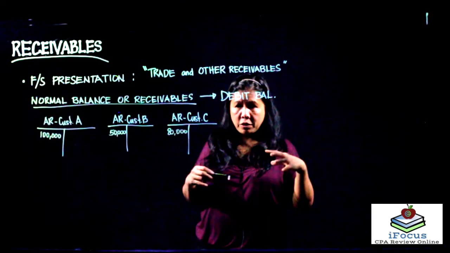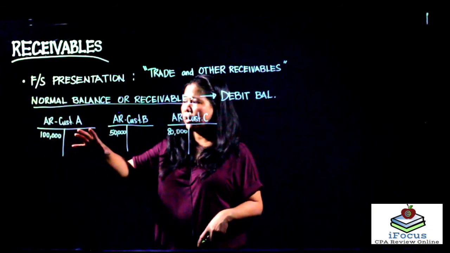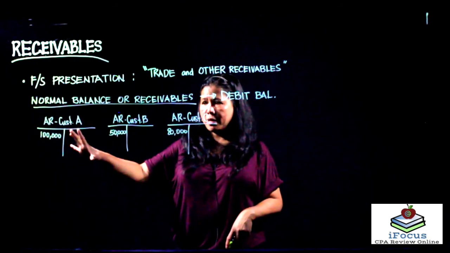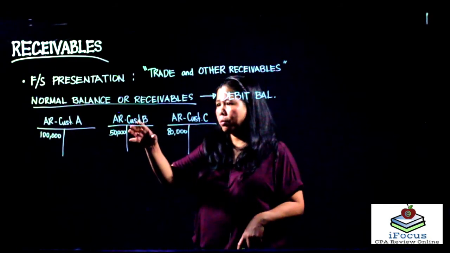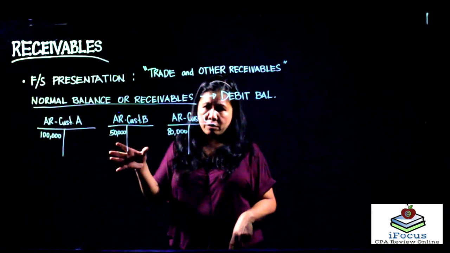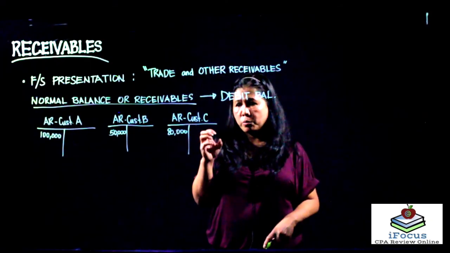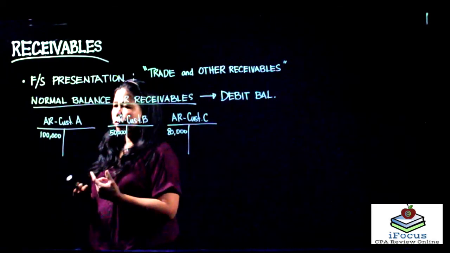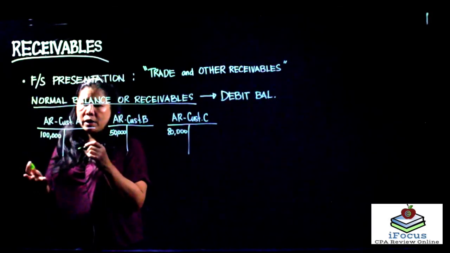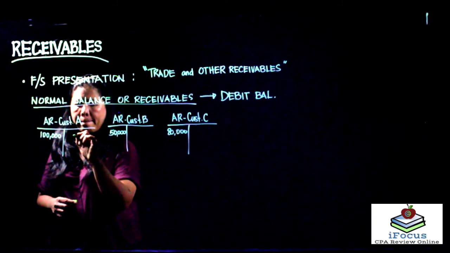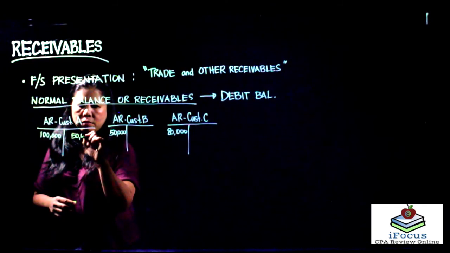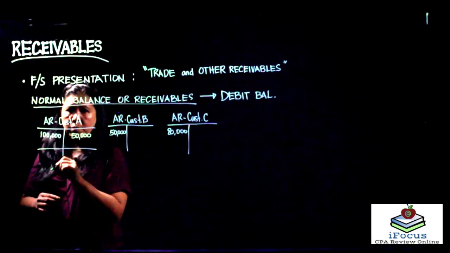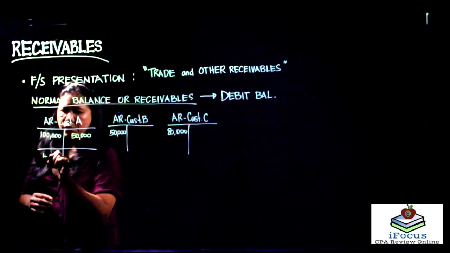All right, let me give you a T account. An accounts receivable from customer A has a 100,000 balance on the debit side. That's normal. Accounts receivable from customer B, 50,000. And accounts receivable from customer C, 80,000. Let's say, for example, we collected part of the accounts receivable from customer A. Let's say we collected 50,000. So all in all, the balance on the accounts receivable from customer A is 50,000.